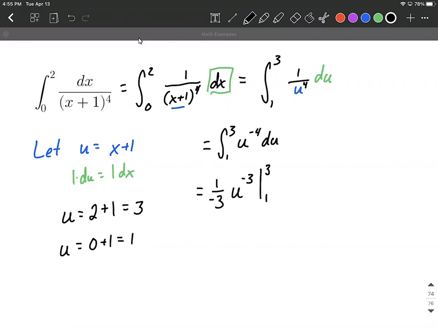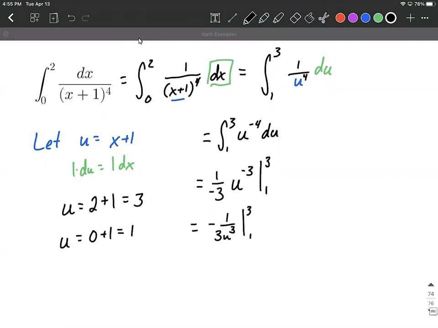Finally, let's go ahead and plug in each one of these values, and we'll do a subtraction. To do so, what I'm going to do is first rewrite this. I'm going to think of this as negative of 1 over 3u to the third power. Just moving that u back to the denominator and making it a positive exponent. So from here, we will go ahead and say 3 gets plugged in, minus 1 gets plugged in.